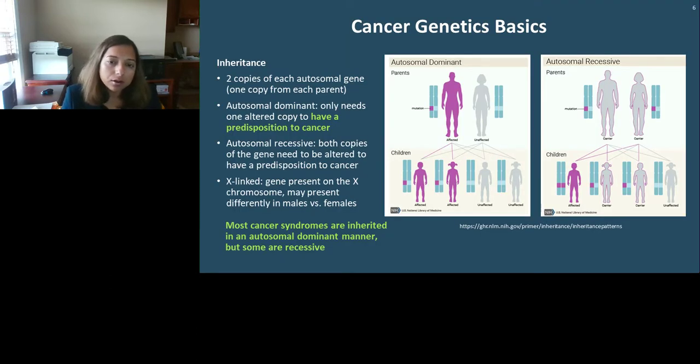Genes are present on either autosomes or sex chromosomes, and if passed down on an autosomal chromosome and one copy being affected is enough, as seen on that left-hand diagram, that would be an autosomal dominant, versus it requires two carrier parents and then for them both to pass down the carrier gene to the progeny, to the child, and then both copies in that individual are affected, would lead to an autosomal recessive condition. Most cancer syndromes are inherited in a dominant manner, but there are some recessive conditions as well.